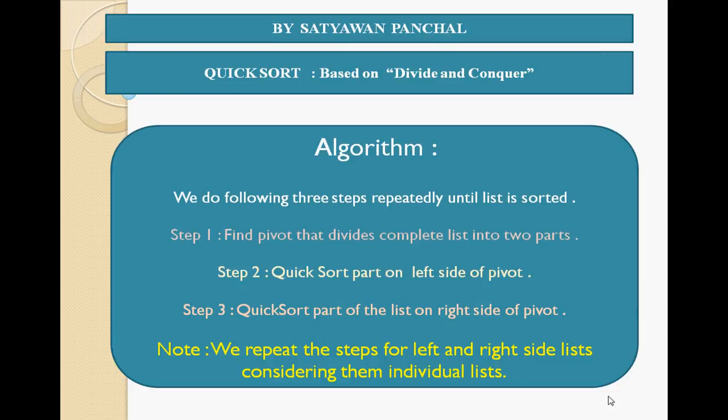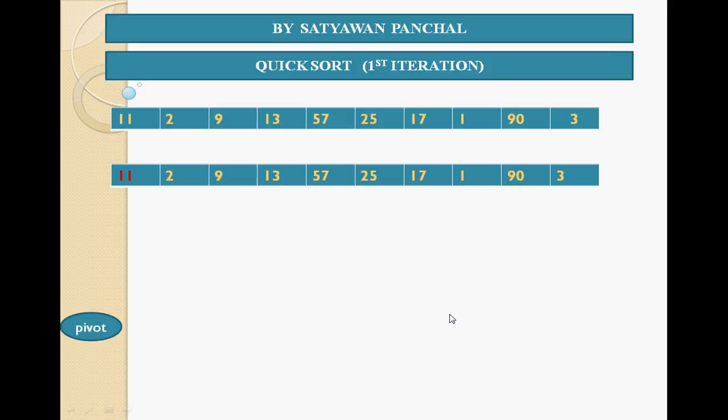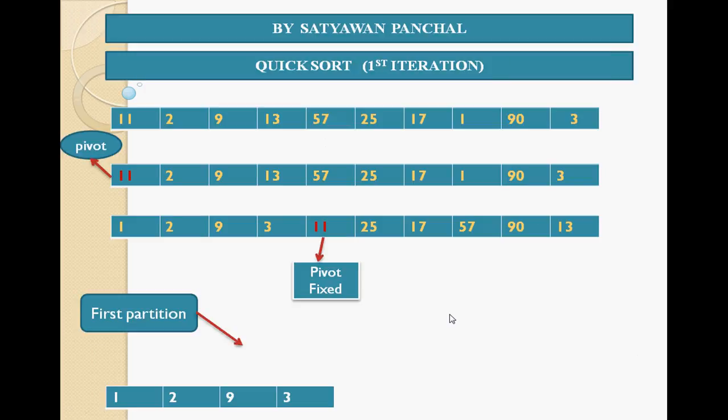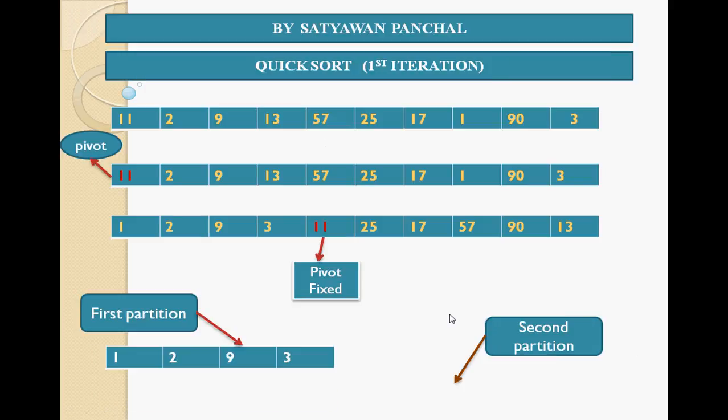So let us proceed. Last time we discussed that quicksort is a divide and conquer kind of policy, and in this algorithm what we basically do is find a pivot element that divides the list into two parts. We separately sort the left part of the list and we separately sort the right part of the list, as I have shown in this presentation.